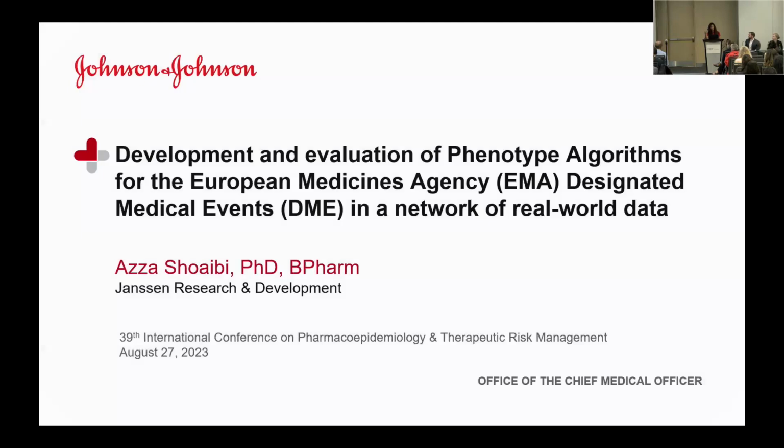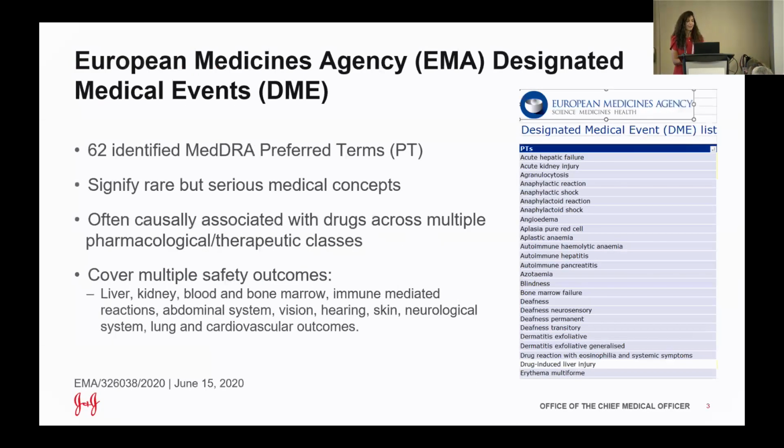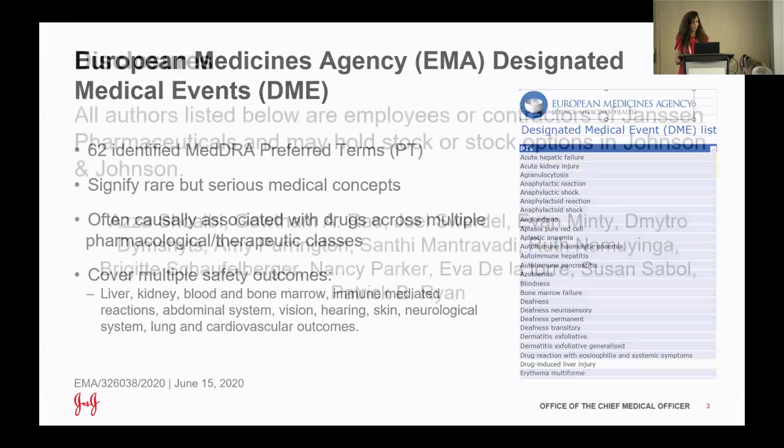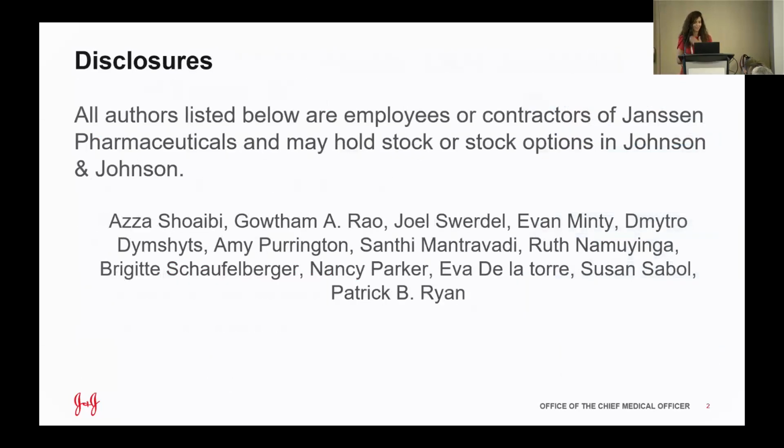Okay. Good morning, everyone. Now that Eva-Lisa woke us all up, thank you for that. As a true epidemiologist, I'm going to take you away from spontaneous report back to observational data. My name is Azza Shoaibi, and I work for Janssen Pharmaceutics. I'm going to talk to you today about the development and evaluation of phenotype algorithms for the European Medical Agency, EMA, designated medical events, DMEs, in a network of real-world data. I worked on this with a group of collaborators, where we are all employees of Janssen, and here are our disclosures.